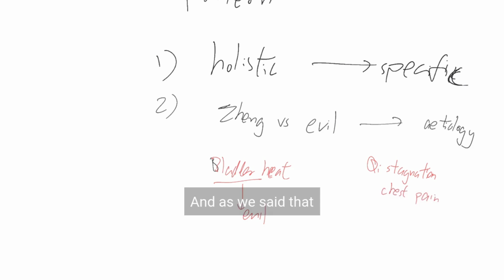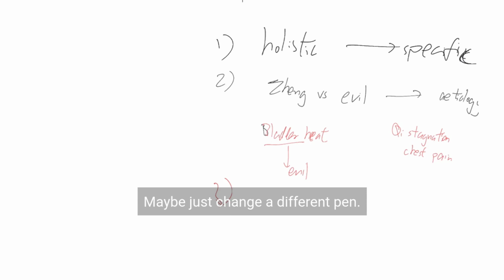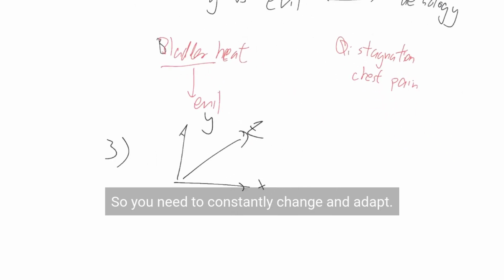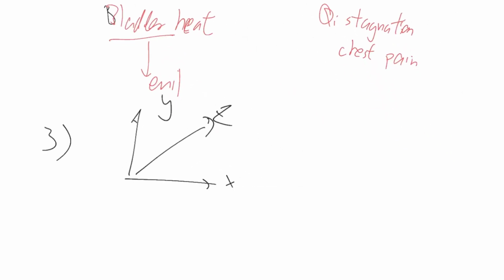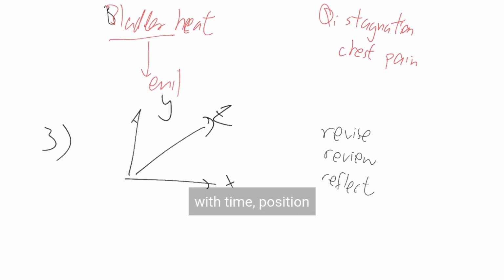And as we said, number three, maybe we'll just change a different pen. A pattern changes across time and space, right? So you need to constantly change and adapt. You need to revise, review, reflect, and make adjustments, because it's constantly changing with time and position in space.